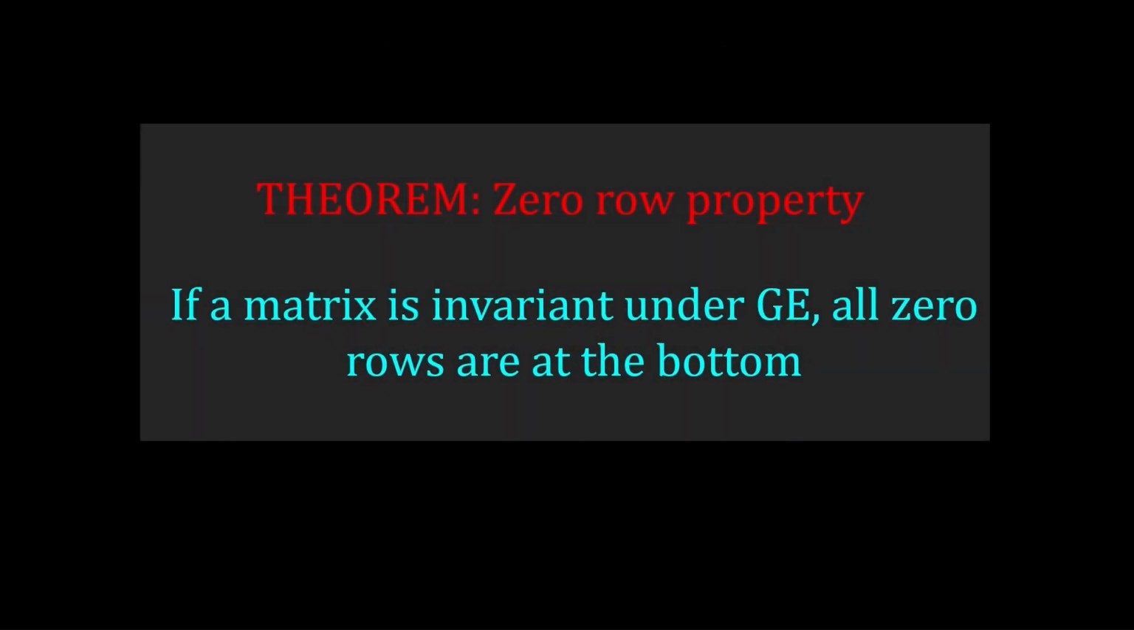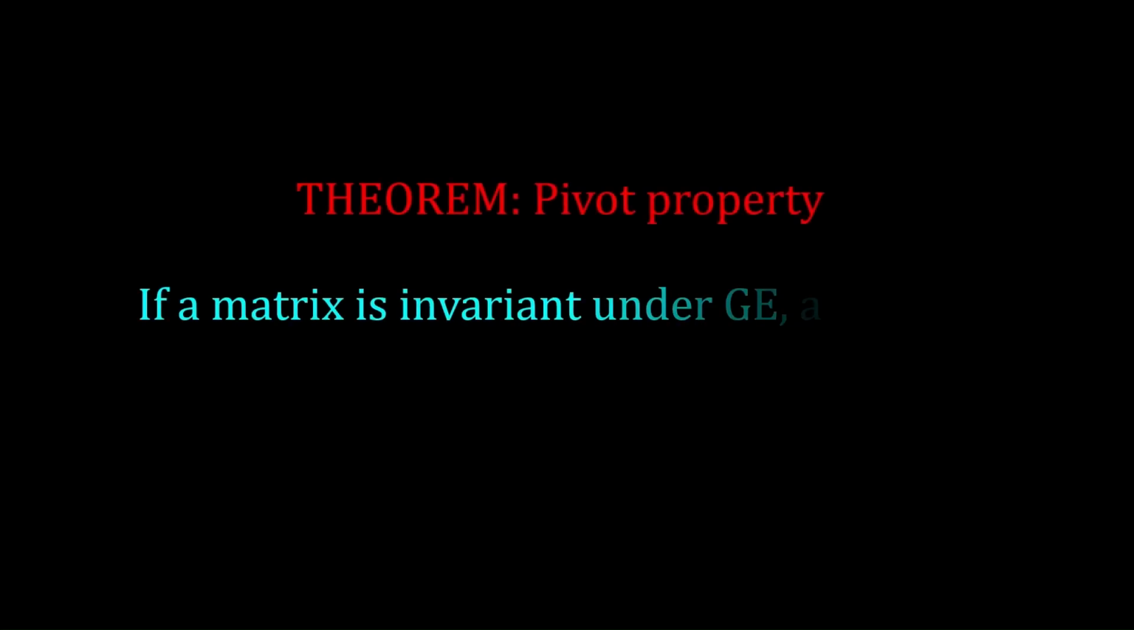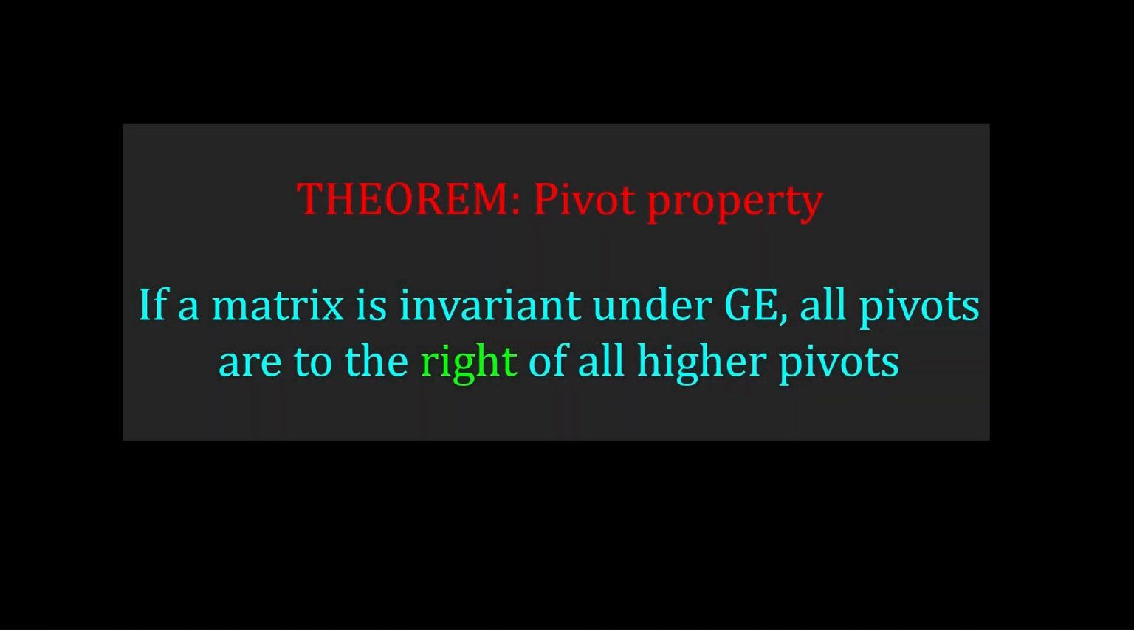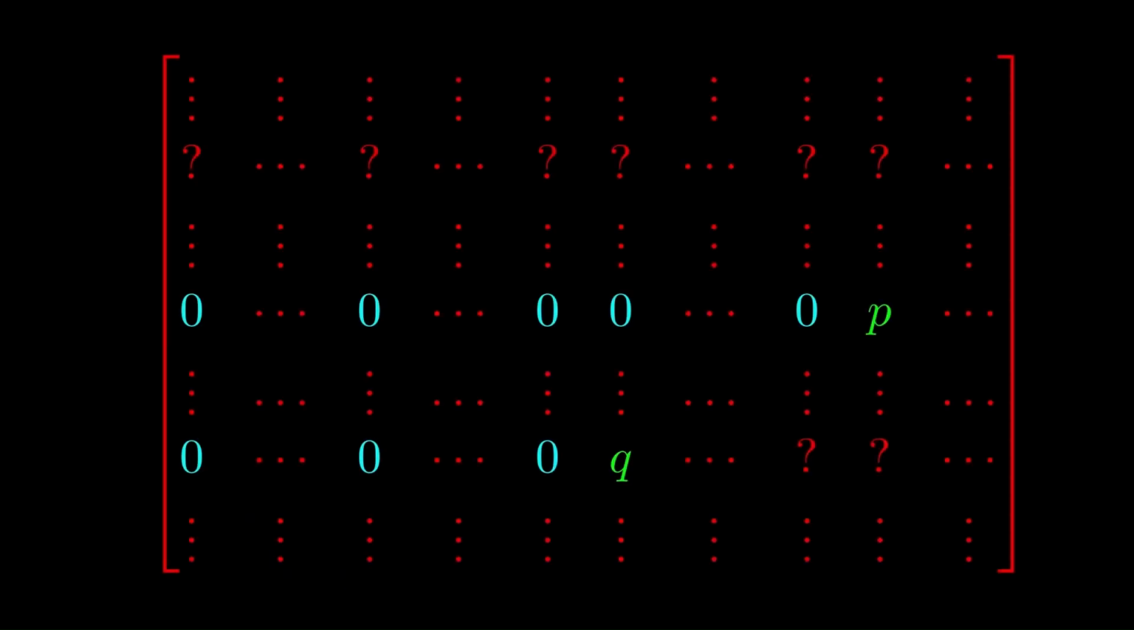Now we have to look at the pivot property. Trust me, this one isn't as bad. So we need to prove that if you have a matrix which doesn't change, then all pivots are to the right of higher pivots. By contrapositive, if we have an instance where a pivot is to the left of some higher pivot, Gaussian elimination will correct that. So let's look at an example. This is an arbitrary example. Suppose Q and P are non-zero. Here we have Q as a pivot, and it's to the left of the higher pivot, which is P. So this is what we're considering.